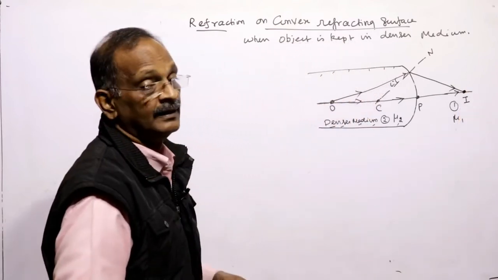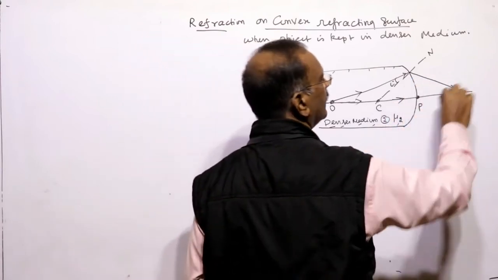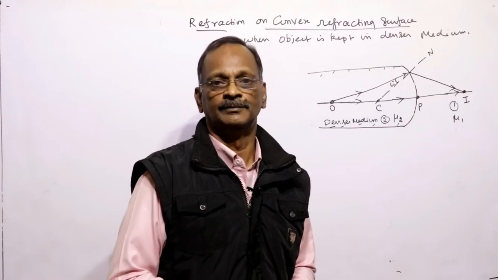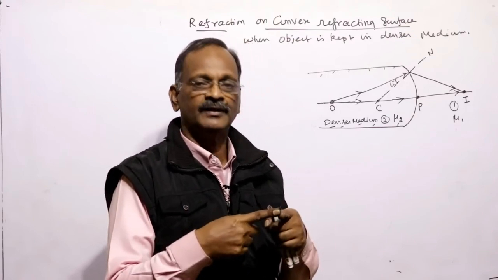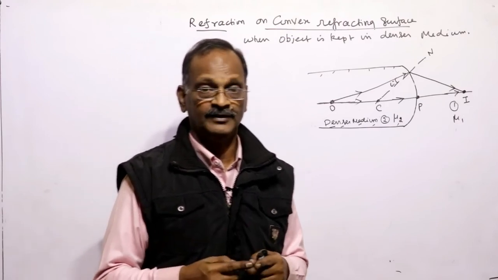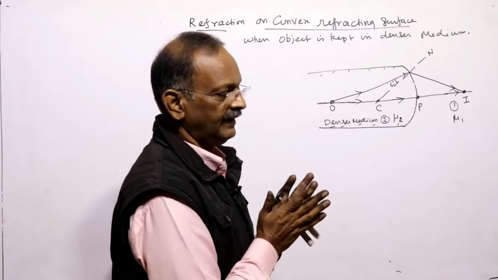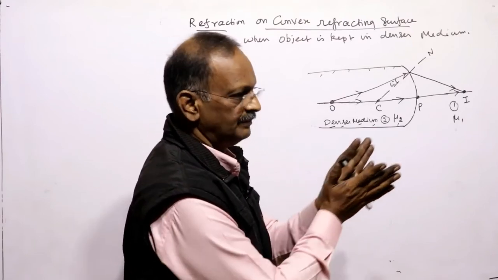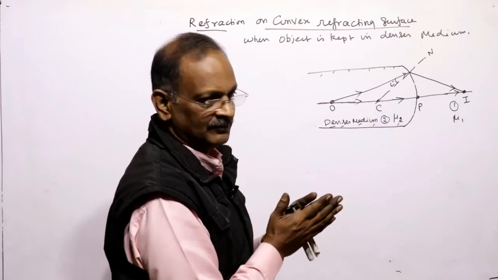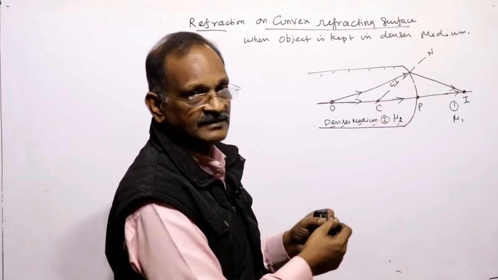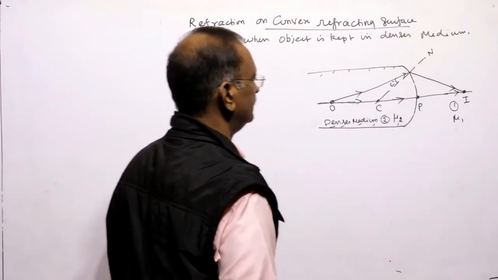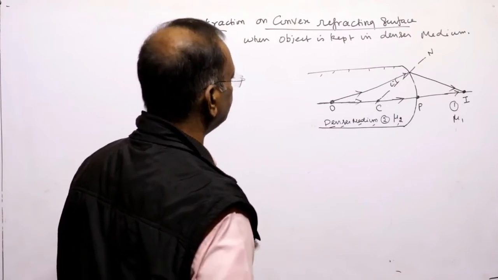This image is a real image, because the rays are actually meeting at a point. If the rays meet at a point, the image formed is real. Virtual means the rays coming from the object do not meet at a point, but when produced backward they seem to intersect at a certain point, because it is a diverging ray. That image is a virtual image.